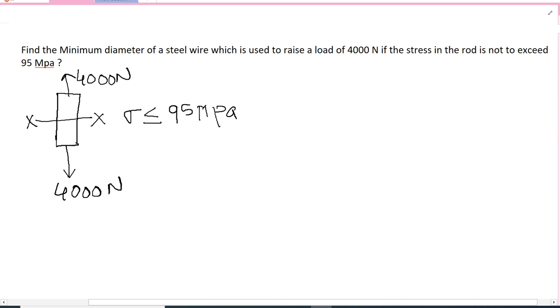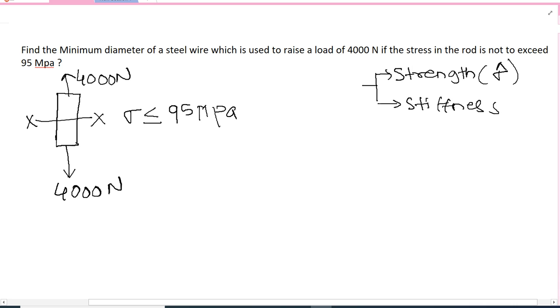Now let me tell you that every design is dependent on two things. One is strength and the second one is stiffness. What is the meaning of this? So let's see about strength. That means they set a limit of stress. Let's say it is sigma cap. If the stress in any material exceeds this sigma cap, then we say that the material has failed.